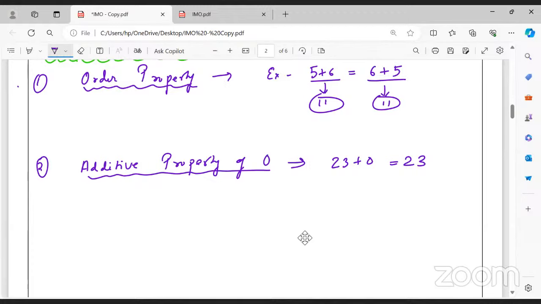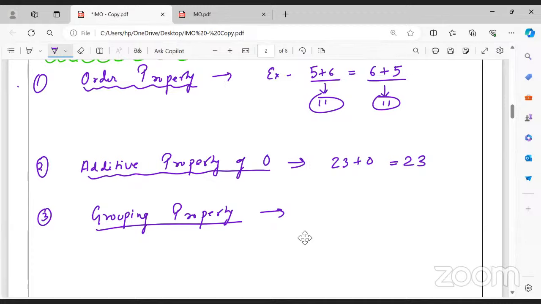We'll just do the important properties and one more property, the grouping property. What do you mean by grouping property? Okay, I liked your example. The property of 0. What do you mean by grouping property?